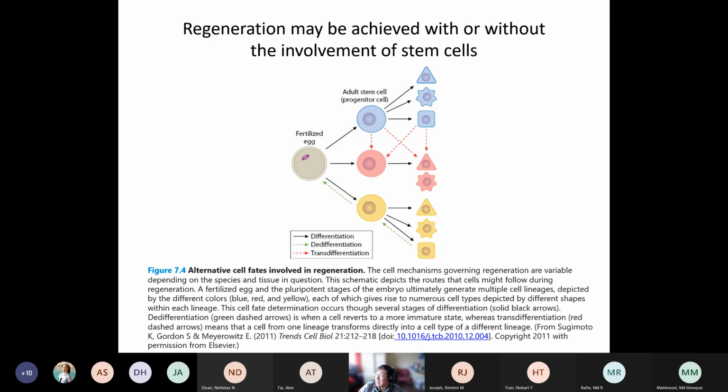And also on this slide, another major concept is that regeneration doesn't always include the involvement of stem cells. So observe the three processes shown here. We start with a fertilized egg. That's the beginning of life. This fertilized egg eventually will give rise to adult stem cells, right? Adult stem cells, of course, will originally be from a fertilized egg. The egg gives everything. So you can have adult stem cells.